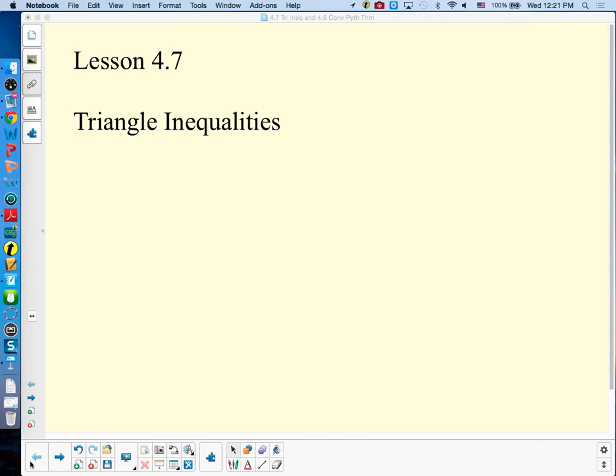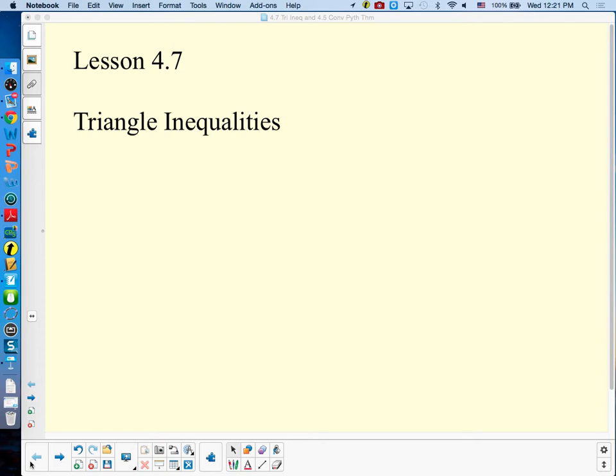Okay, lesson 4-7. What's an inequality? What's an equality? When there are equal signs. So what's an inequality? With greater thans or less thans, greater than or equal to, less than or equal to, correct.